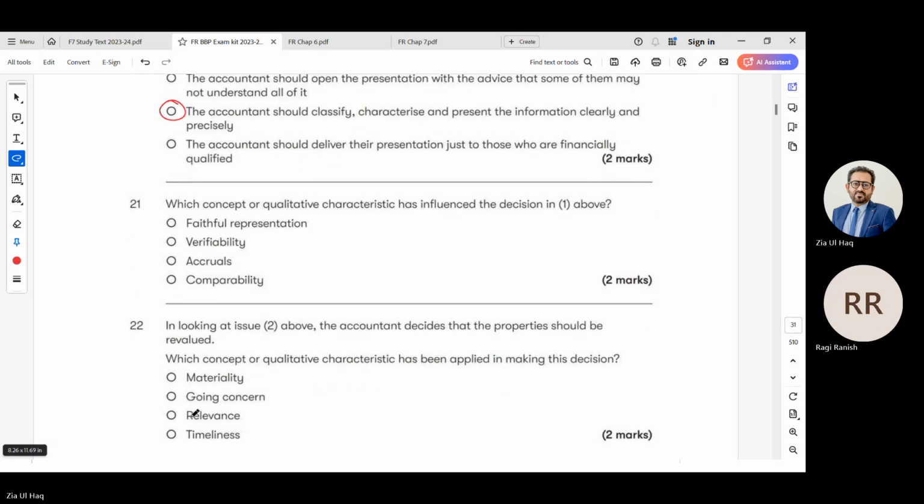21. Which concept of qualitative characteristics has influenced the decision in one above? What was one? Sale and leaseback. They have recorded it as revenue, while the auditor says no, it should be recorded as per sale and leaseback. Which concept is not fulfilled? Faithful representation, verifiability, accruals, comparability.